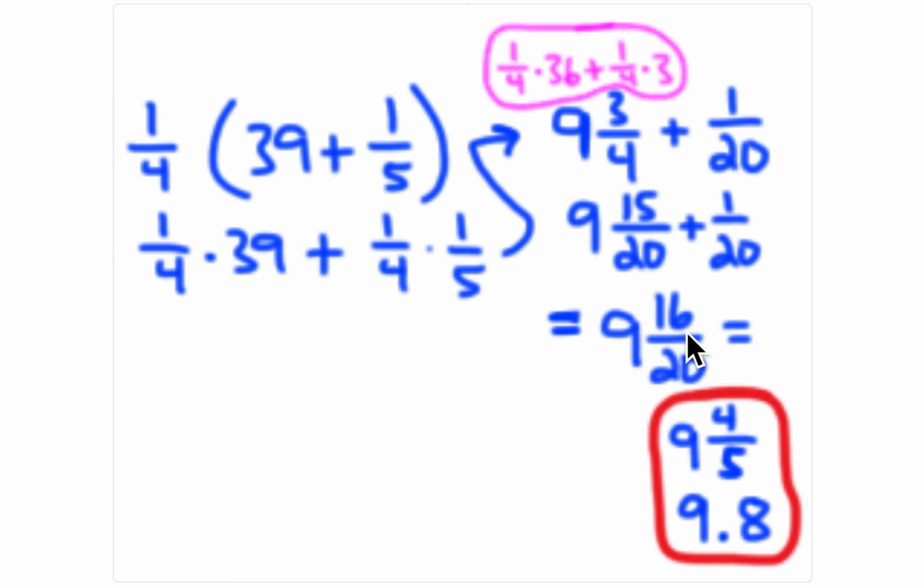And now this can be simplified. 16/20 is the same as 4/5. 16 divided by 4 is 4. 20 divided by 4 is 5. And 4/5 is the same as 8/10. 2 times 4 is 8. 2 times 5 is 10. That's 8/10. Write it as a decimal, 9 8/10.